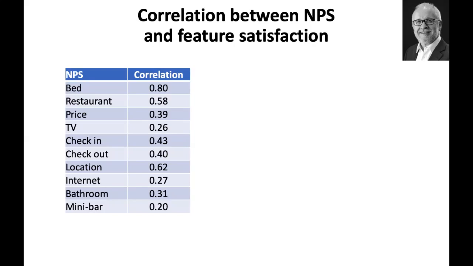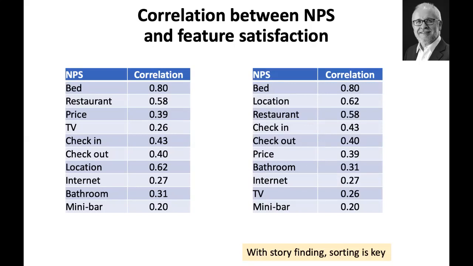Well, if you've seen any of my other videos around finding the message in the data, the story in the data, you'll know that I'm a big fan of sorting the data in order to be able to see those patterns. So we'll do that, and what we can see now is that bed is by far the strongest, then location, restaurant, then there's a jump down and we have a bit of a pair of the check-in process and the checkout process, price, bathroom, internet, TV, minibar. So we've got a bit of a system to that.